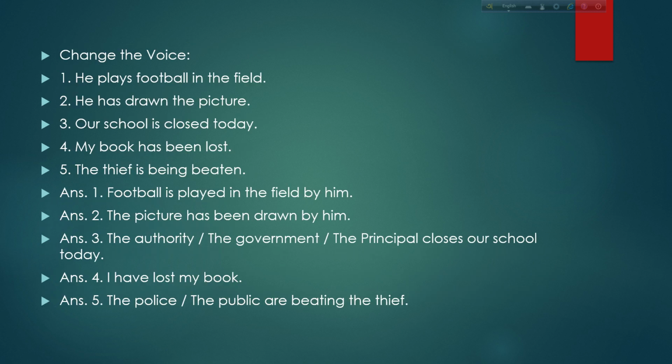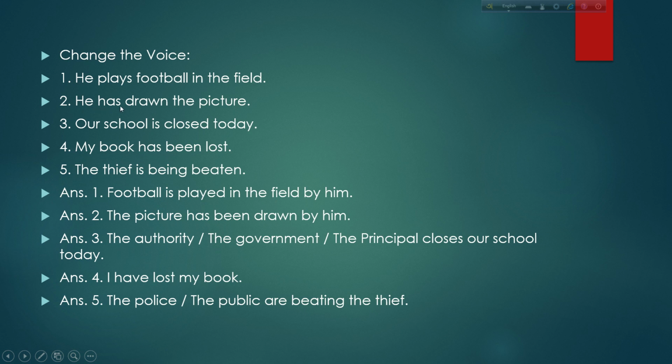But we can see how we can change these voices, that is, passive to active and active to passive. First sentence, he plays football in the field. If you change it, the answer is: football is played in the field by him. Here this is passive, and in the passive, football is the subject, and this subject cannot do the work itself.